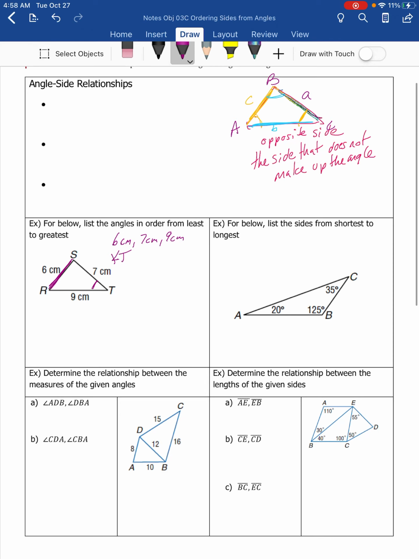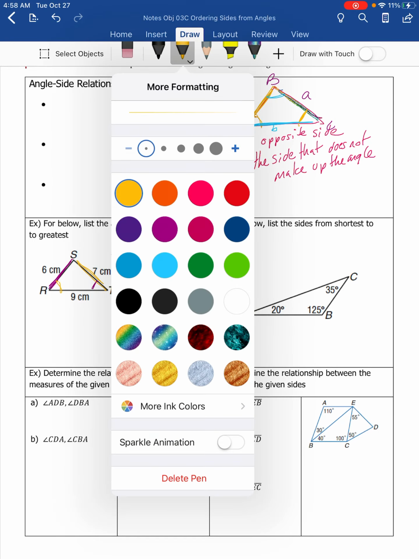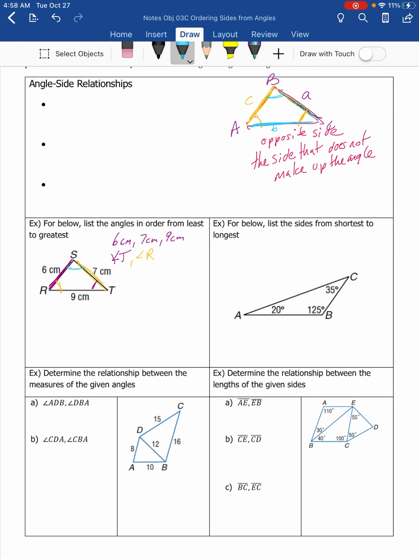So my smallest angle must be angle T. Then my next angle would be angle R, and my last angle would be angle S. So T, R, and S. So basically what that is indicating is that the larger the angle, the larger the opposite side. Okay. We're going to look at the next one.